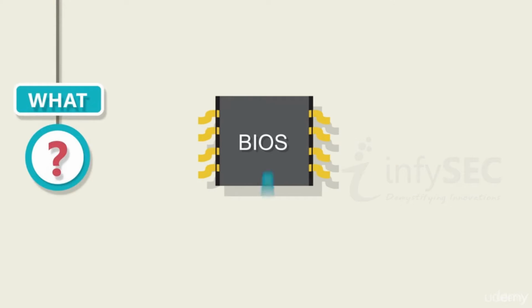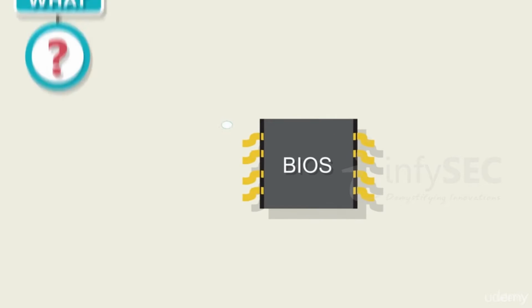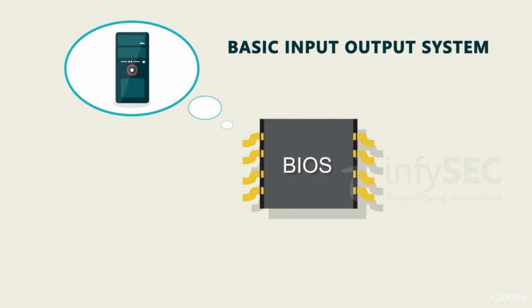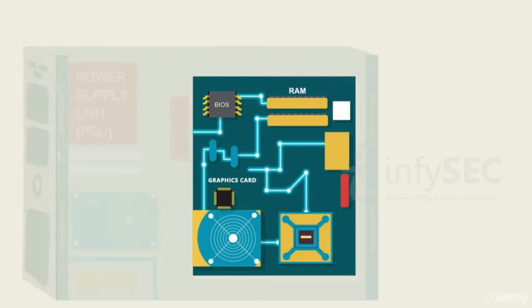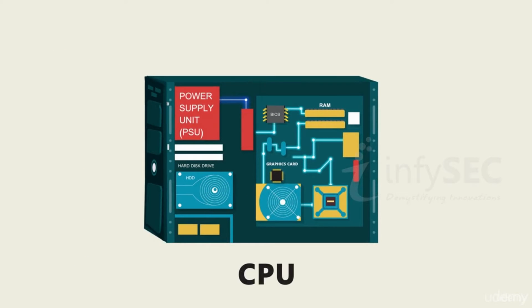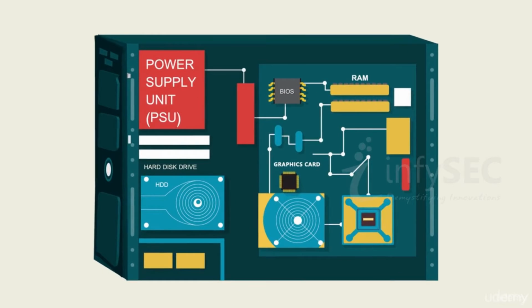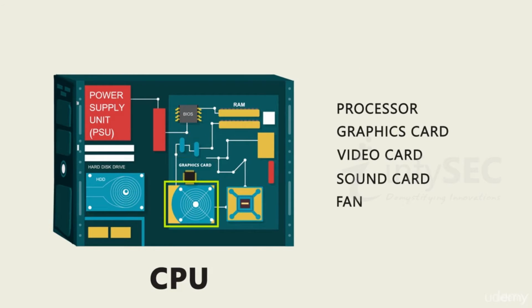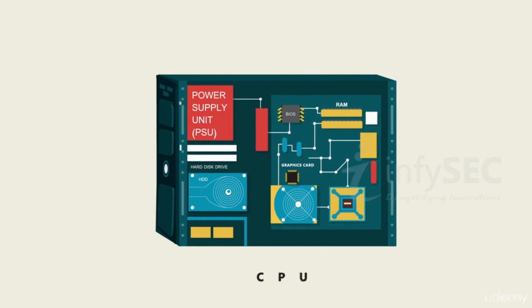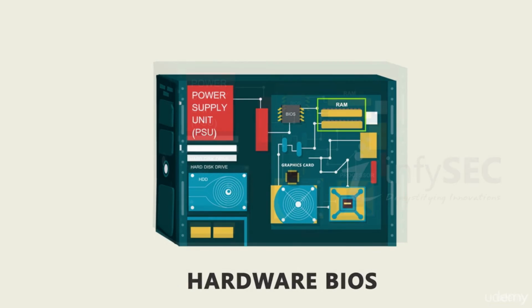What is the BIOS? The first software run by a PC when the system is powered on is the BIOS, or Basic Input-Output System. It consists of the instructions to run the power-on self-test, or POST, which checks whether all the peripherals connected to the system are able to receive power. When the power supply is correct, it gives out a single beep, else a series of beeps will sound indicating a fault. Now, the BIOS initializes the hardware components such as the processor, graphics card, video card, sound card, fans, etc. connected with the system. This initialization is called hardware BIOS. Hardware BIOS initializes the processor and the memory first.